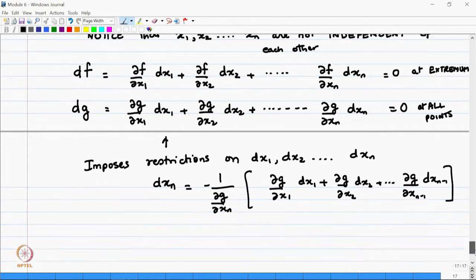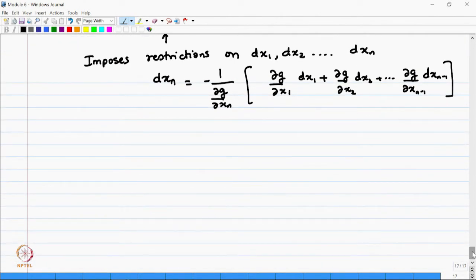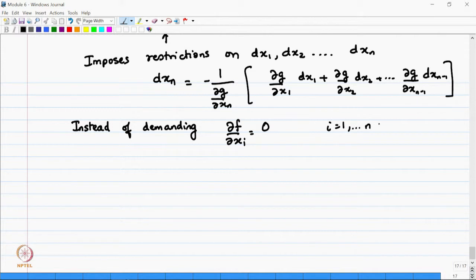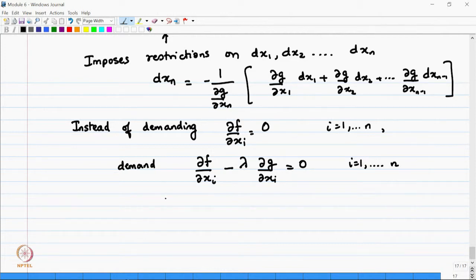According to Lagrange's method of undetermined multipliers, and I won't do the derivation of the method, instead of demanding dou f by dou xi equal to 0 for all i, so i equal to 1 to n, you demand dou f by dou xi minus lambda dou g by dou xi equal to 0, with i equal to 1 to n. Lambda is called the Lagrange multiplier.